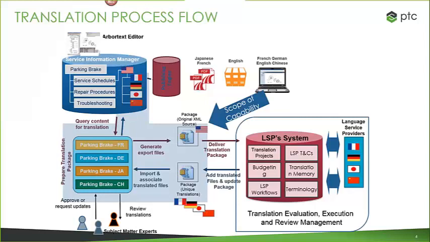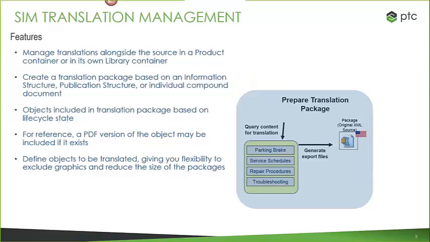A few features just to mention. You can manage the translations either in the product container, the same product container where the source is, or you can set up a library container which will hold the translations. Again, there will be links between the translated documents and the source documents. The translation package can be created for an entire information structure, for a publication structure, or for an individual compound document, such as a data map and all of the topics referenced from the data map.